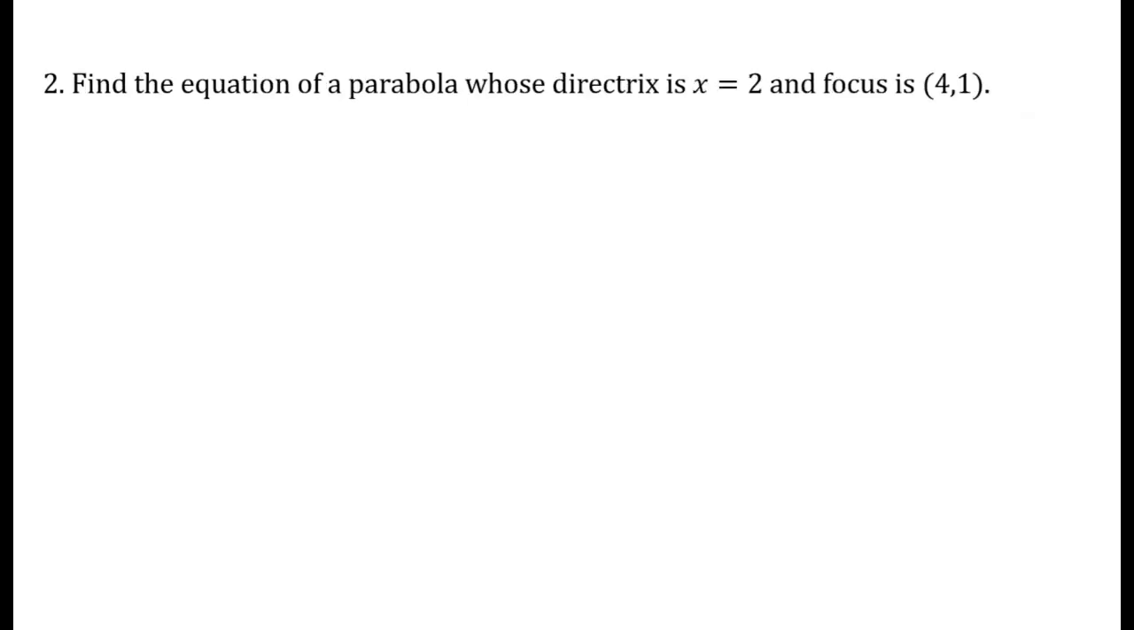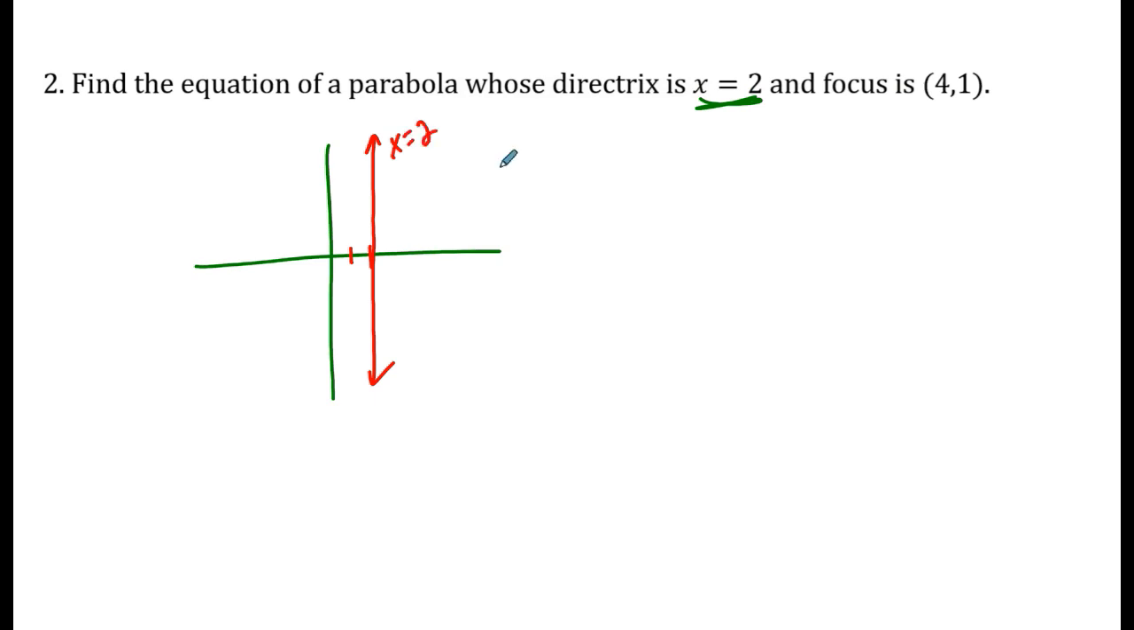Find the equation of the parabola whose directrix is x equals 2. Hold on a second, this is different because I've got an x equals 2 directrix. x equals 2 lines are vertical. That's x equals 2, that's my directrix. And my focus is at (4, 1). So wait a second, this is a sideways parabola. We still go in the middle, but the middle is now right there. That's the point (4, 2). That's my vertex. My vertex is (4, 2).